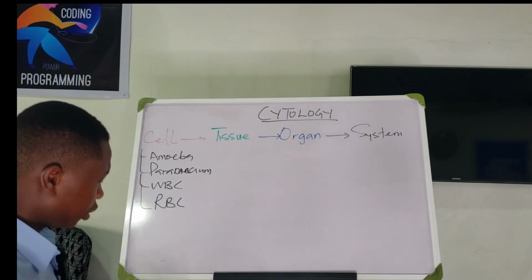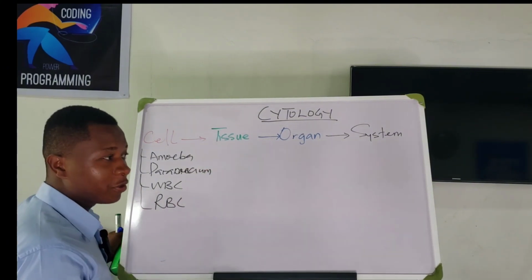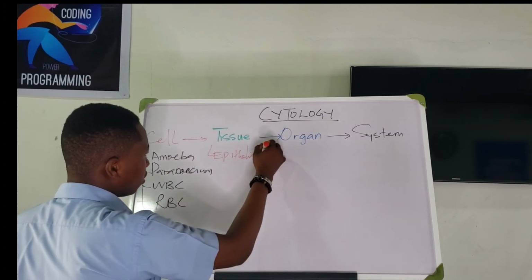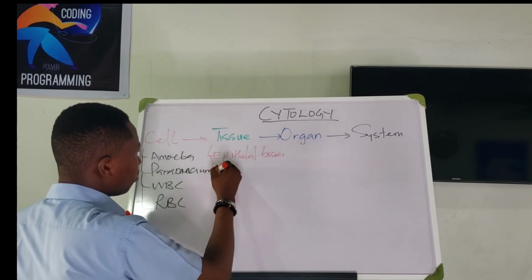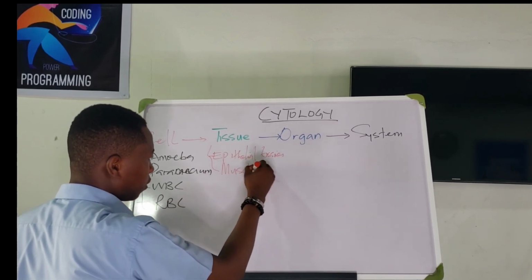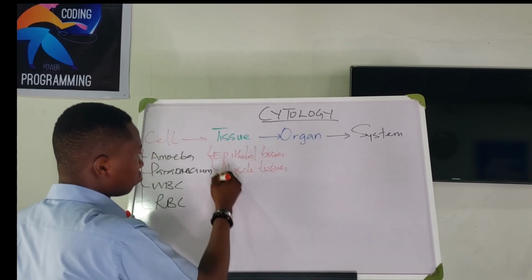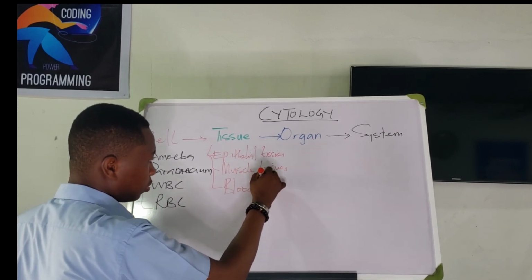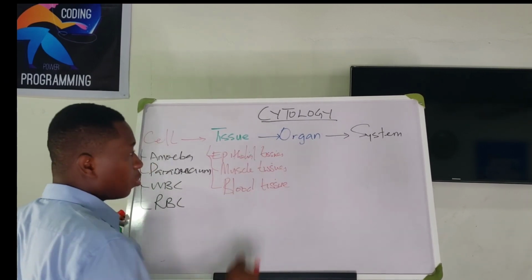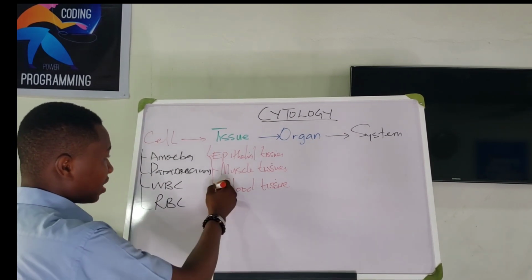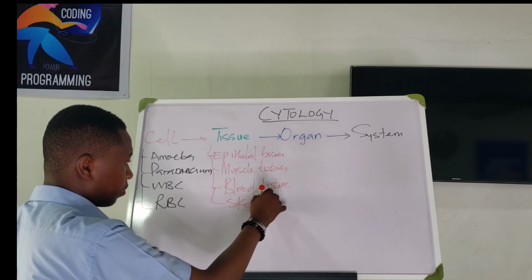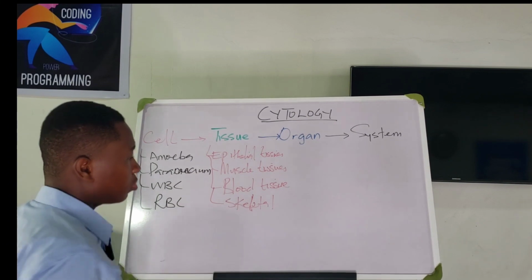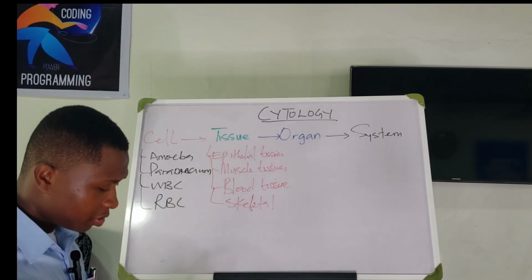Let's move over to the tissue level of organization. We can have the epithelial tissues. We also have the muscle tissues. We have the blood tissue. Yes, the blood is a tissue. And so on and so forth. We also have the skeletal tissue. You can name them.